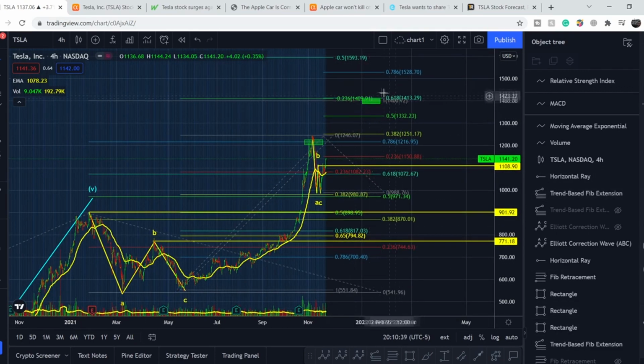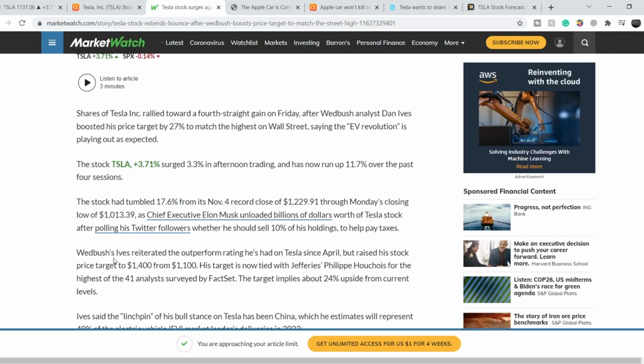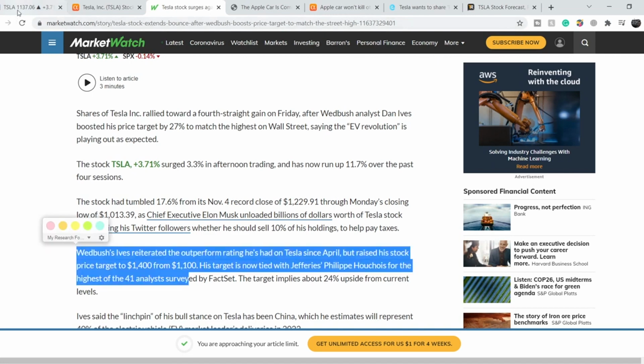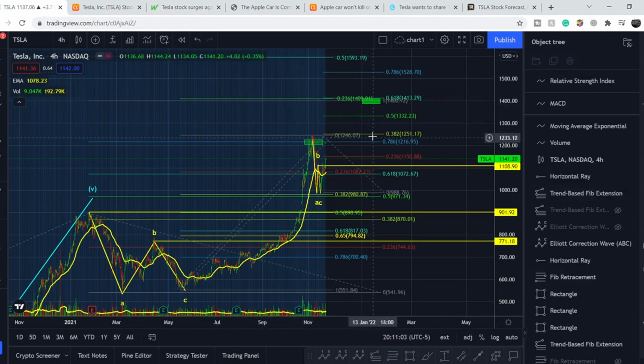It is a one-to-one extension, and potentially we might hit first of all the target of $1,400. And it is also a confluence level with this price target of Whitbush's Dan Eves forecast. So we have a triple confluence target of $1,400, and this means if we hold this line, if we don't break this support, and if we don't go lower than the level of 0.382, which is $980, we have more chances to hit these targets.